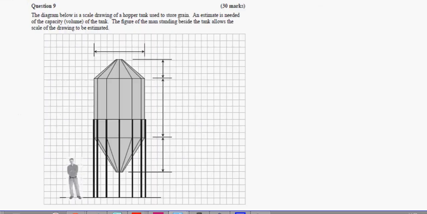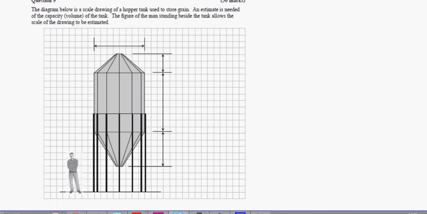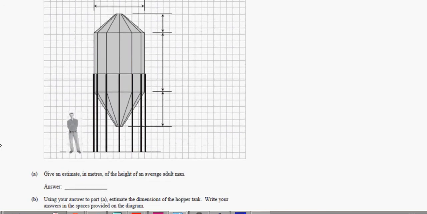Now, question 9. The diagram below is a scale drawing of a hopper tank used to store grain. An estimate is needed of the capacity, or volume, of the tank. The figure of the man standing beside the tank allows the scale of the drawing to be estimated. Give an estimate in meters of the height of the average adult male.